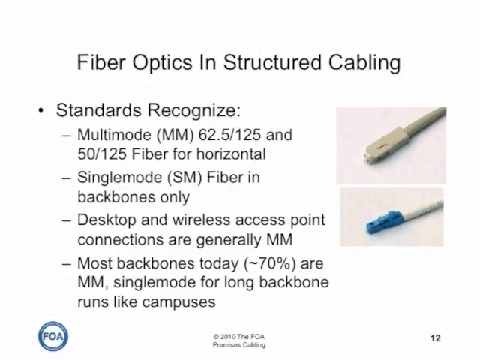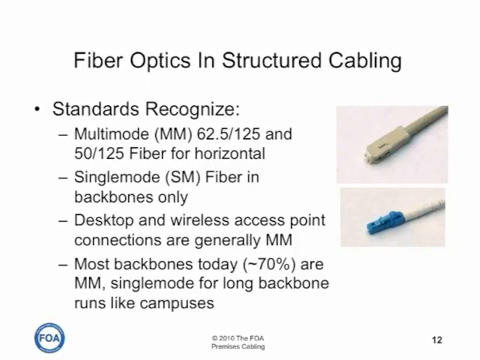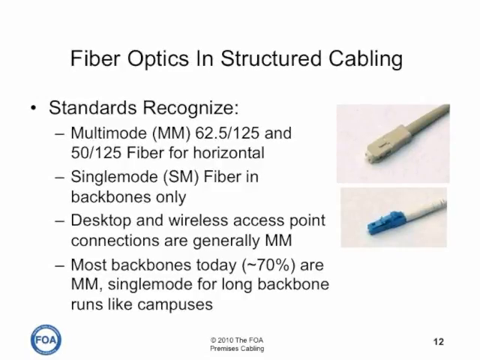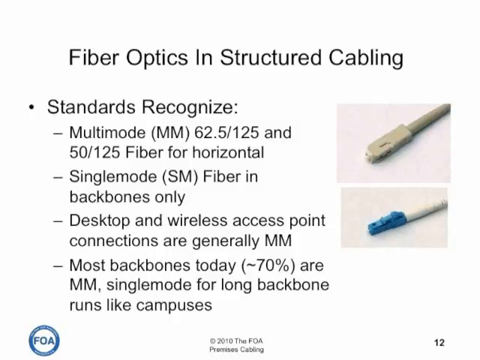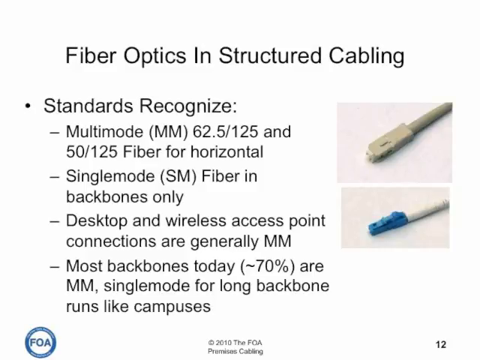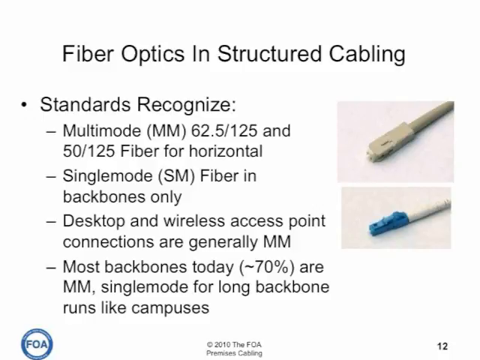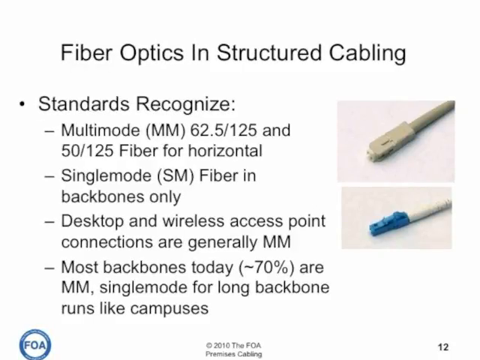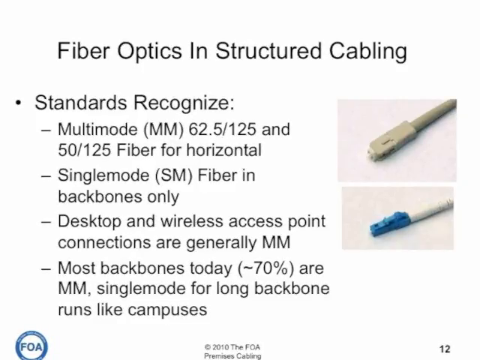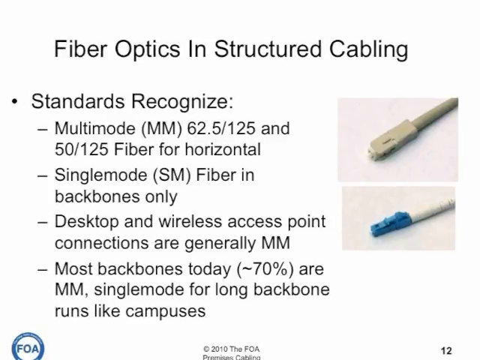Structured cabling systems can either use multi-mode fiber in the backbone or the horizontal, or single-mode fiber in the backbones only. The desktop and wireless access point connections are generally done on multi-mode fiber. Most backbones today, more than 70%, are multi-mode fiber, with single-mode fiber being used for long backbone runs like campuses. Most connections are done with either SC connectors, shown on the top, the beige connector, or LCs, the smaller connector shown in blue below.